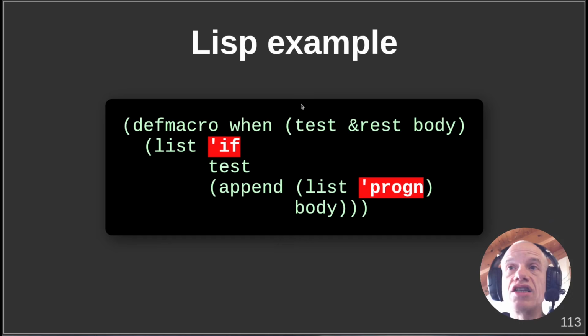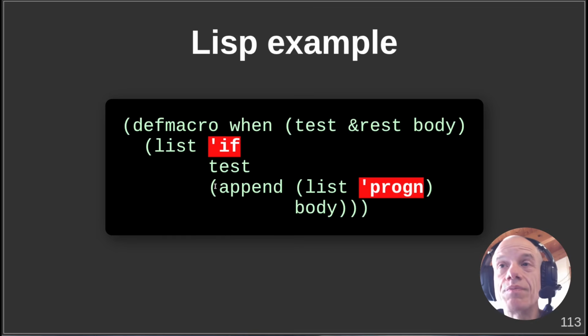And the first is quote if. That means it's not a variable. I need the word if as is. This is quoting. The single quote means the rest of the expression as is, without evaluation. So the value would be the symbol if. Then we need the test, that is the argument we got passed.